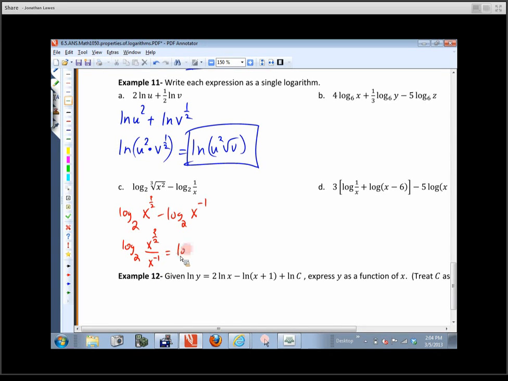So this is going to be the log base 2 of x to the, well, that would be 3/2 times x to the first. And if I'm multiplying those, what do I do with the exponents? You add them together. So this is the log base 2 of x to the 5/2.